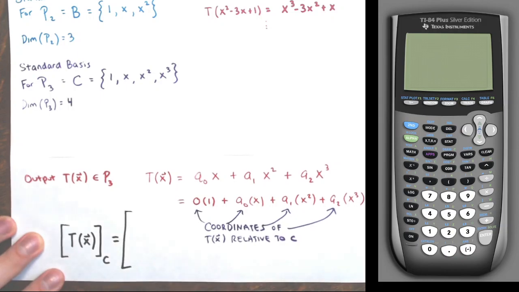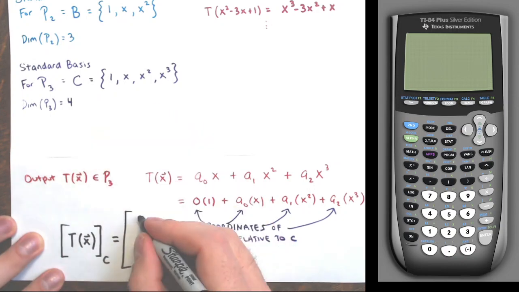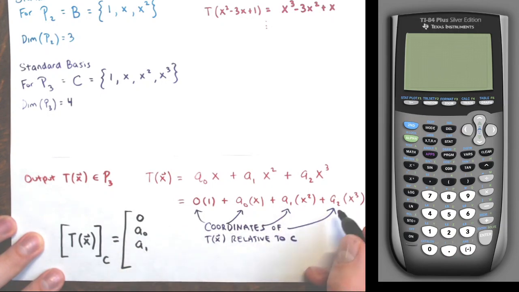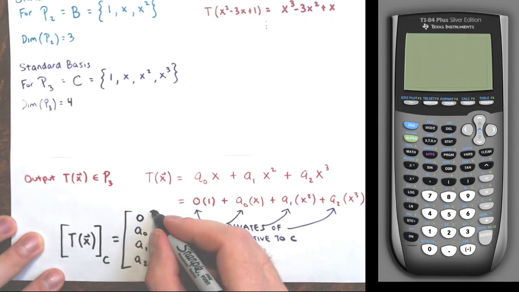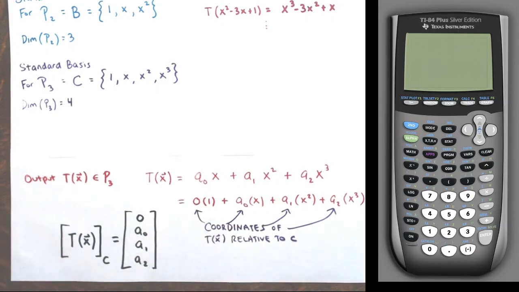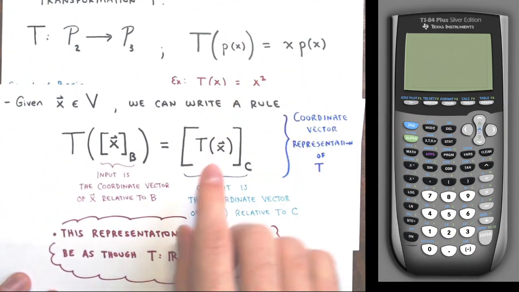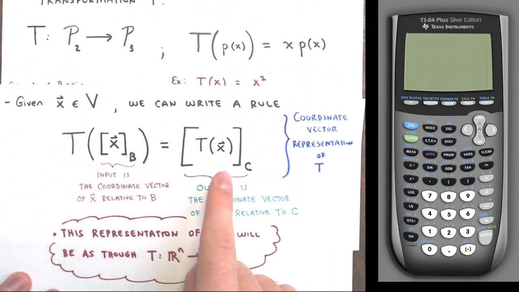Some vector with four components, where the first one, the coefficient of 1, is 0. Then the coefficient of x is a0, the coefficient of x squared is a1, and the coefficient of x cubed is a2. And then now I can write what's called the coordinate vector representation of T. This was our original rule for T, and now I'm going to write it this way, where we have coordinate vectors.